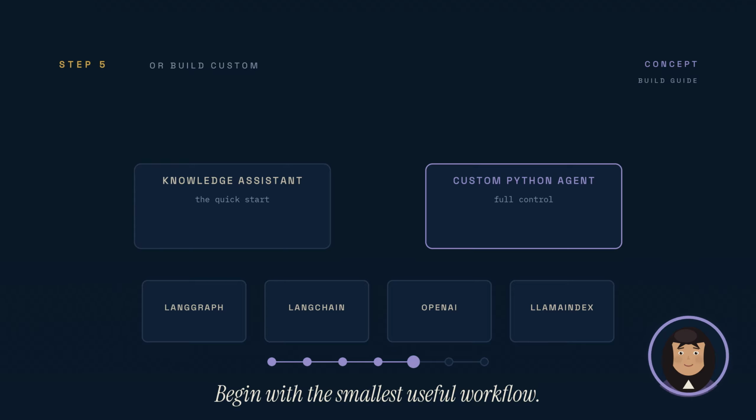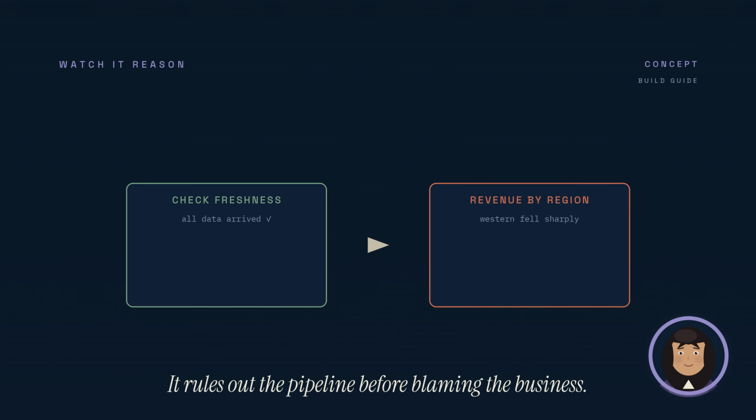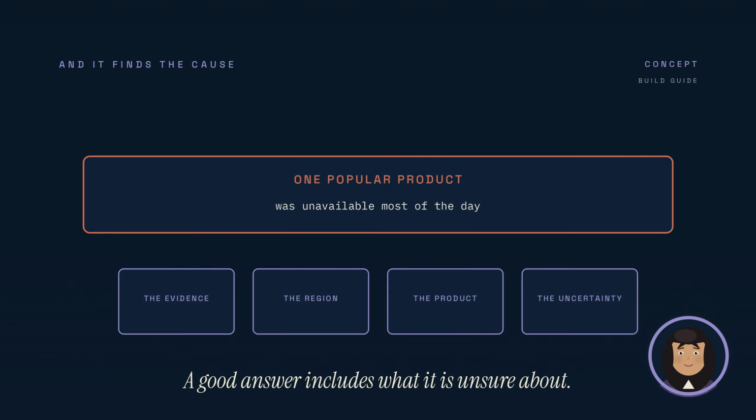Now test the agent with a real question. Why did revenue fall yesterday? The agent first checks pipeline freshness. It finds that all expected data arrived. Then it queries revenue by region and discovers that the Western region fell sharply. It checks products and sees that one popular item was unavailable for most of the day. The answer should explain the evidence, the affected region, the product issue, and any uncertainty.